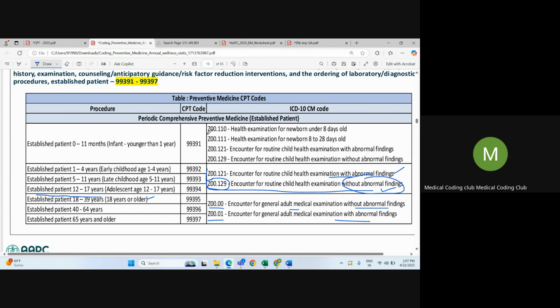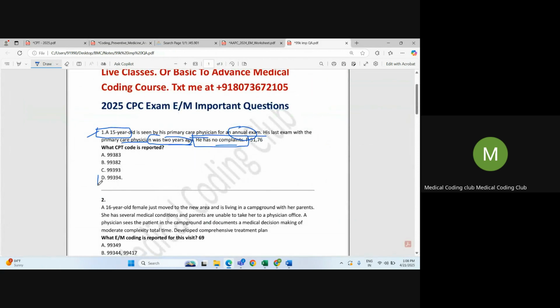Okay, these are the codes. And for children, we also have separate codes, like health examination under 8 days, one code, and 8 to 28 days, one code. These are extra knowledge that you should be aware of, so that if they ask anything extra, you will be able to give the correct answer. So for this, the correct answer is option D, 99394. If you get this question in the CPC exam, the question here is very short, but there it will be 3 to 4 lines, so please make sure you read thoroughly.